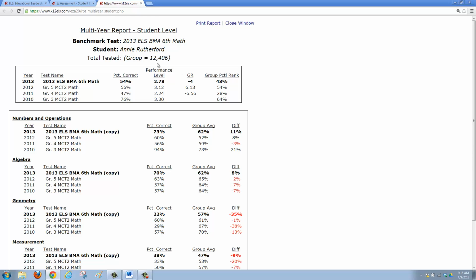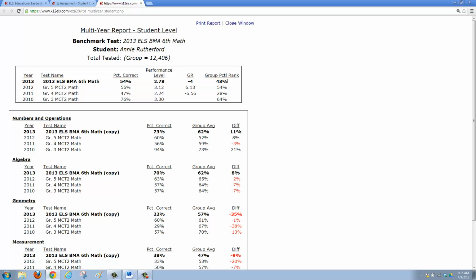Up at the top you see the testing group that she's being compared to is 12,406 students. On the top row you see what she did on the 6th grade math test, 54%, a projection of a 2.78 performance level. And you see that she has a group percentile rank of 43%, which means that she scored at or above 43% of those 12,406 students that took this test.